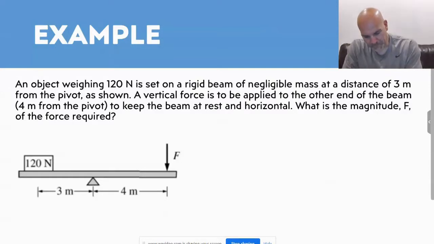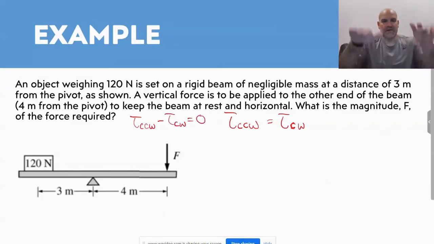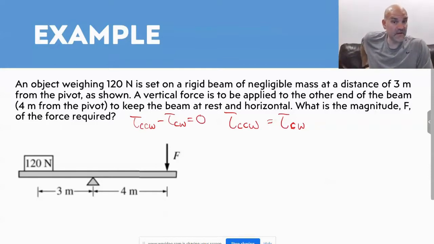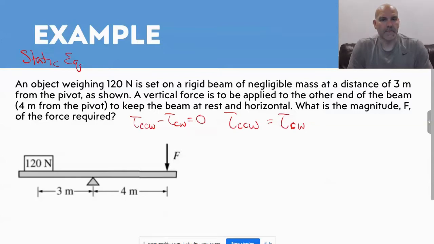All we're going to do is say torque counterclockwise is going to equal torque clockwise, because what you're actually saying is that the sum of my torques will be equal to 0. If I have any kind of movement, I'm going to accelerate the object, and that means I'm going to have unbalanced torques. This is what we call a static equilibrium problem. So now let's do the calculation.